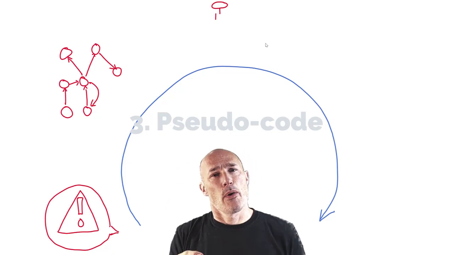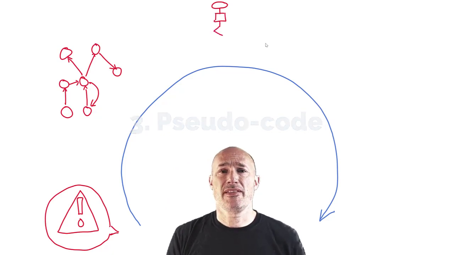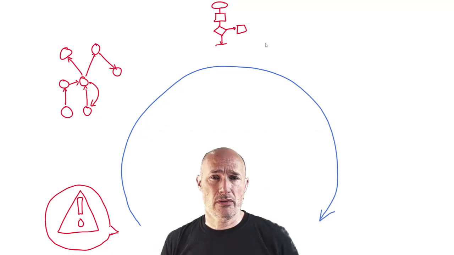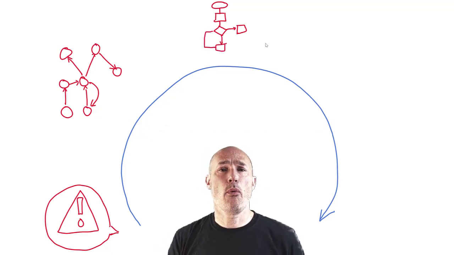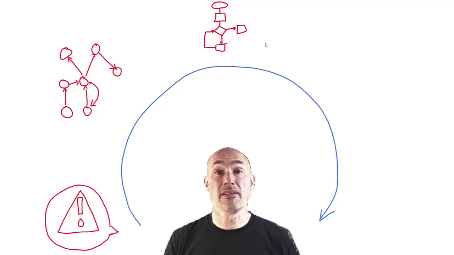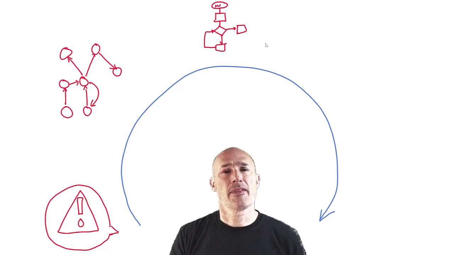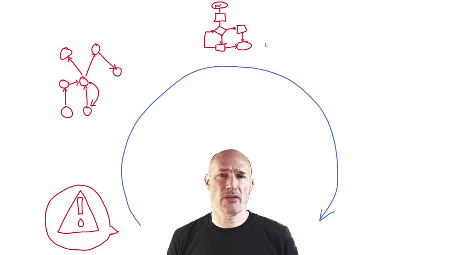Next stage, now we're getting to the fun bit. Break the new process down into a flow. Understand where we start and where we end, where we need to branch, where we need to loop. Build a set of tasks that allow us to get from start to finish.